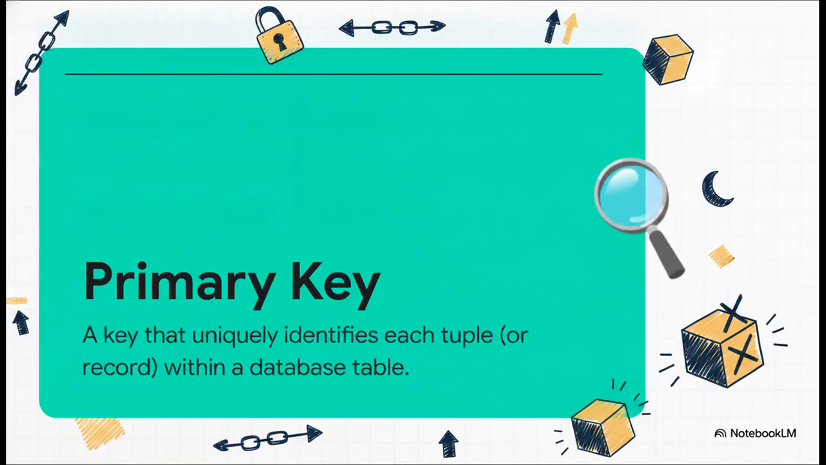And you absolutely have to anchor your SQL knowledge with this one, the primary key. It's a relational data model key that uniquely identifies each tuple or record within a database table. Being able to define this or spot it in a sample table is practically a guaranteed 1 or 2 mark question.